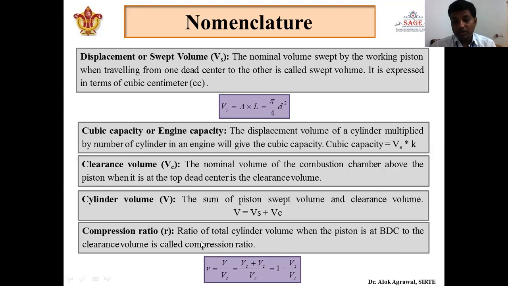It is a very important term, as we will see in coming classes that it decides the efficiency of the engine. The efficiency of the engine depends mainly upon the compression ratio. So these are the various important terms associated with our IC engine that we have to keep in mind. We have to know each and every term in detail, and we will use these terms throughout the course.